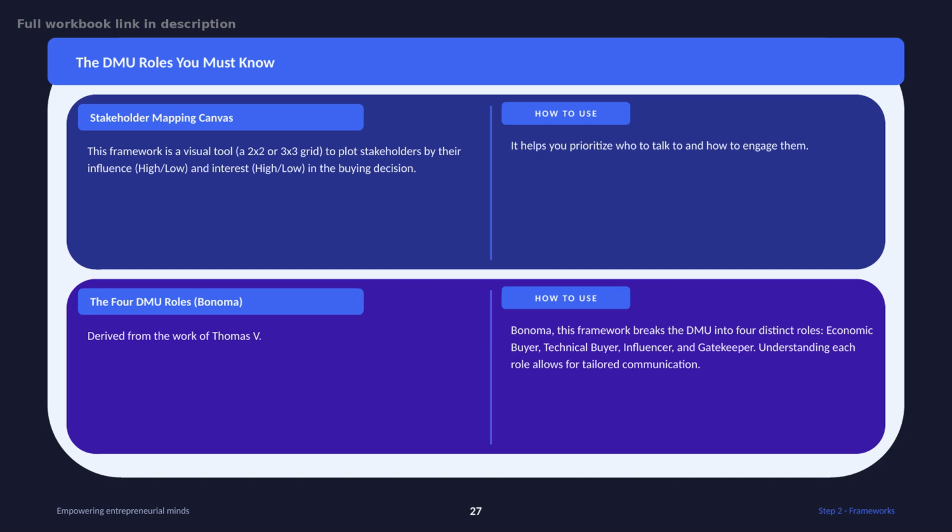The second comes from Thomas Bonoma, and it breaks the DMU into 4 distinct roles: economic buyer, technical buyer, influencer, and gatekeeper. Once you know which role someone's actually playing, you can tailor how you talk to them instead of sending the same message to everyone in the deal.